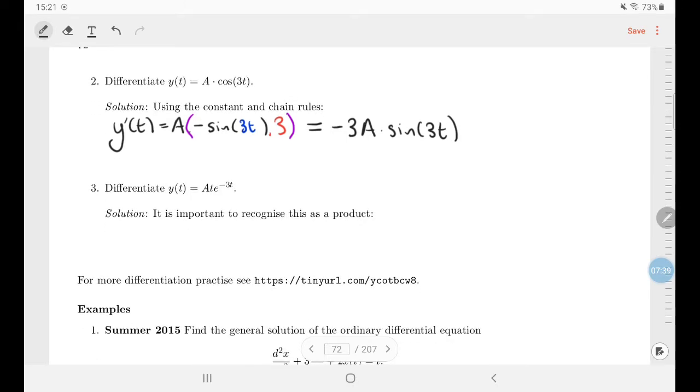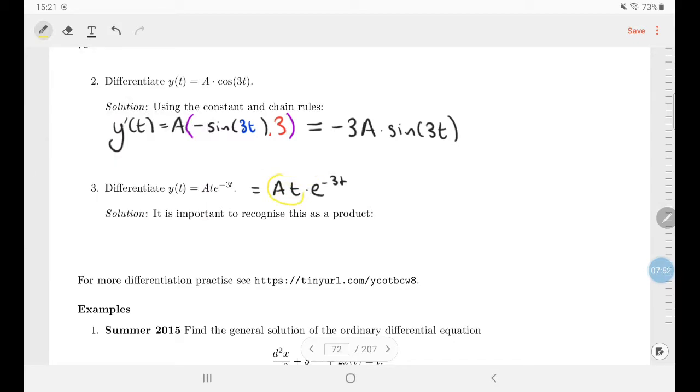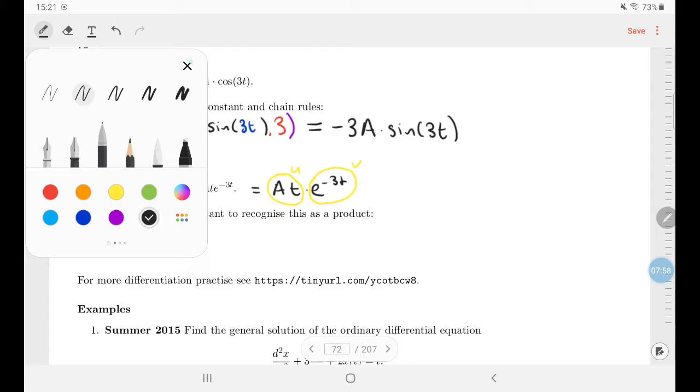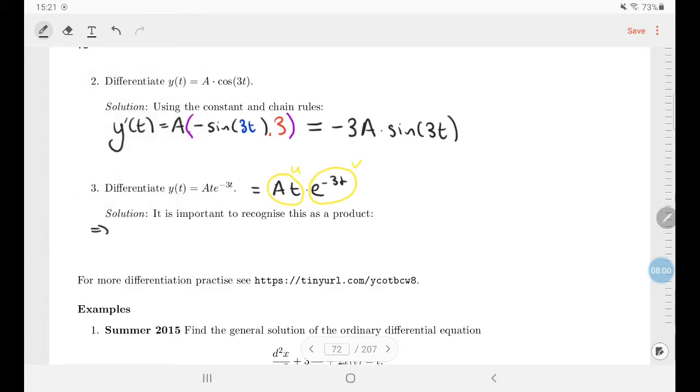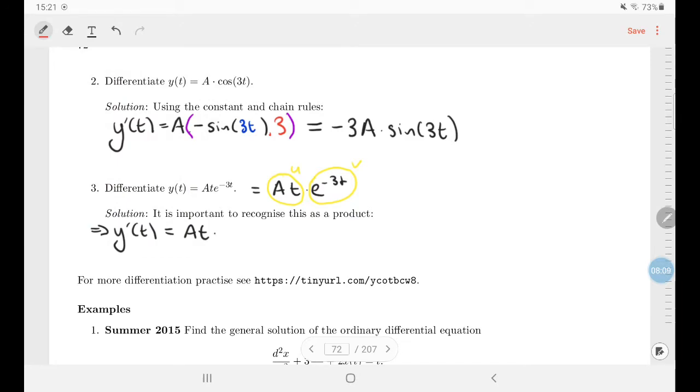Okay, and then here you have to recognize that this is a product, at by e to the minus 3t, and you want to carefully do a little product rule. First thing u by second thing v, and the product rule is on the previous page. It says the derivative of a product is the first thing, which is at, times the derivative of the second thing.